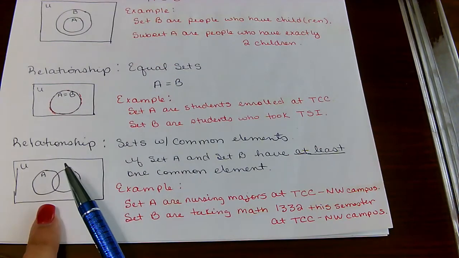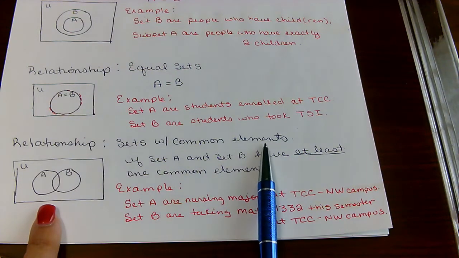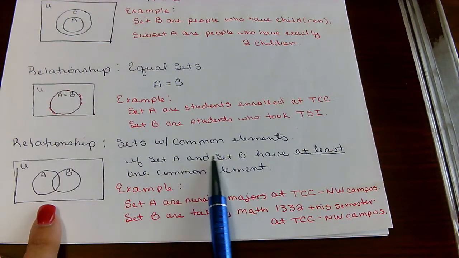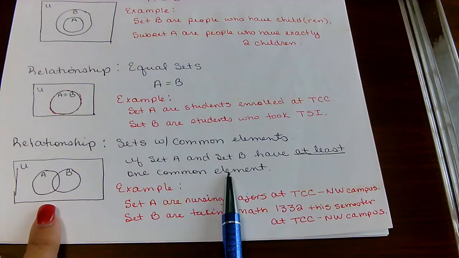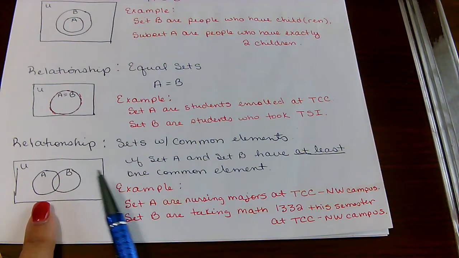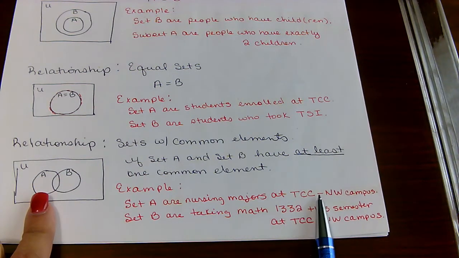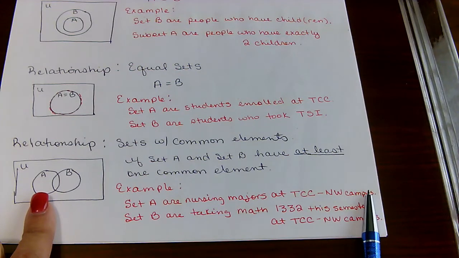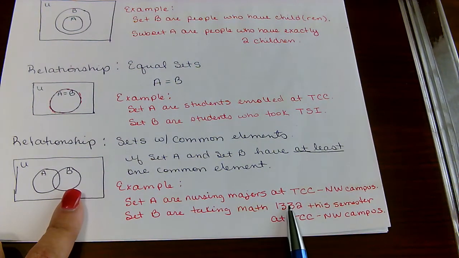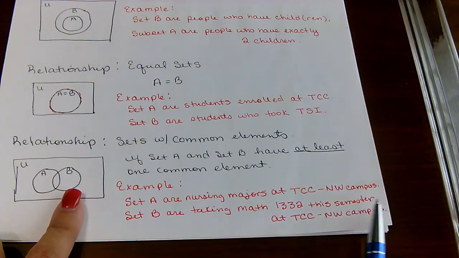The most common type of relationship we'll see are sets that have common elements. If set A and set B have at least one common element, there's an overlap here. An example would be set A are the nursing majors at TCC Northwest Campus. Set B are those taking Math 1332 this semester at TCC Northwest Campus.